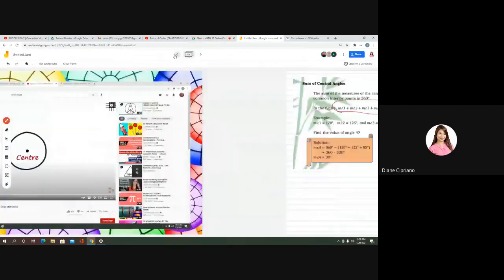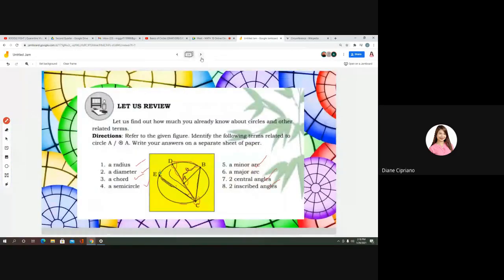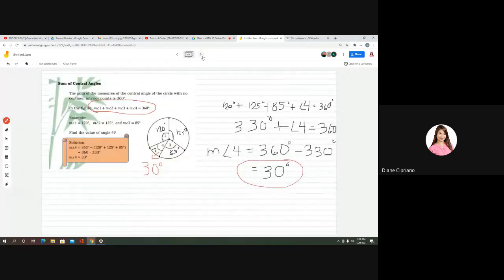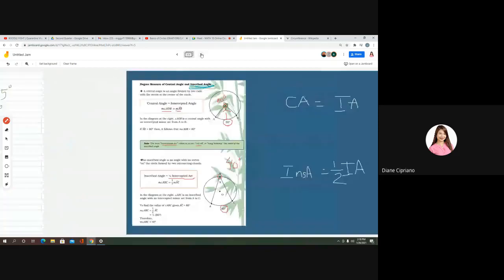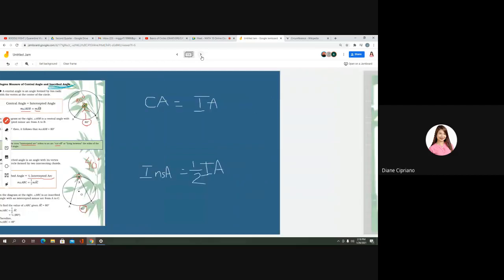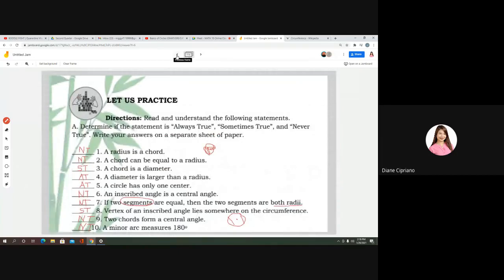Ayan. So, for our slide 1, it is our topic. Slide 2, let us review. Slide 3, what we watched a while ago on YouTube. Slide 4 is about how to sum up the central angle. Slide 5 is about the minor and major arc. Slide 6 is about the central angle and inscribed angle. And 7 and 8 are our activity on the learning activity sheet.